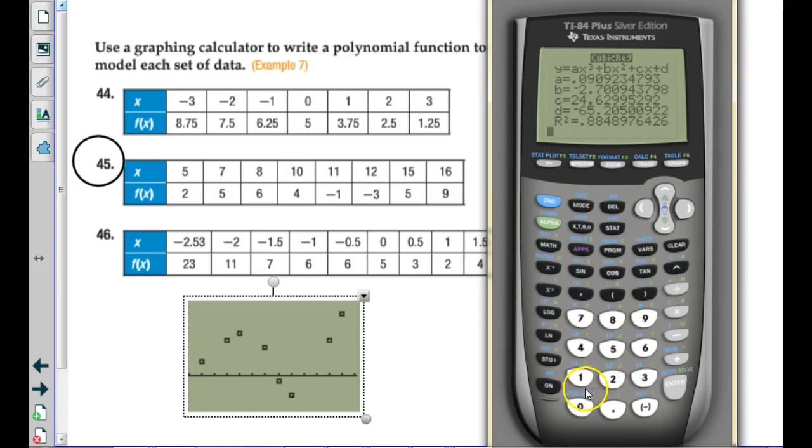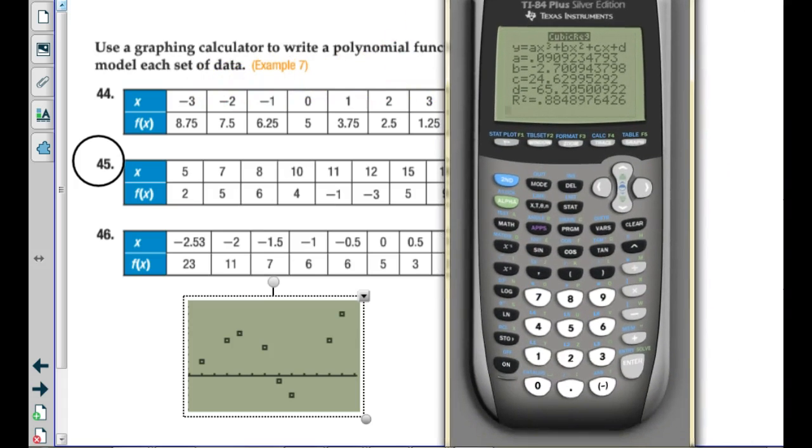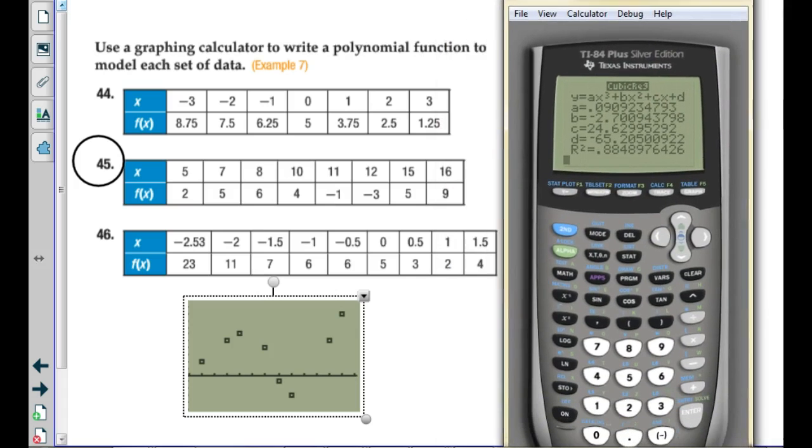Okay, cubic is the miserable one to write down because there is an A, B, C, and D that you have to write down. This particular question does not ask us to predict a value. I'm going to ask you to predict 20, just because I want to practice this. If we have it stored, how do we predict a value at 20?